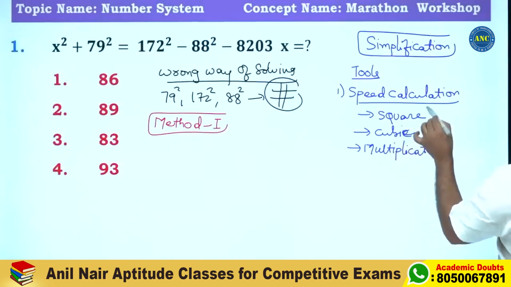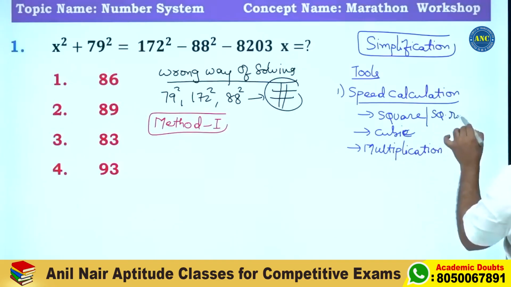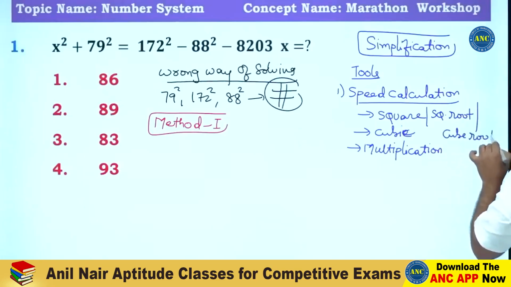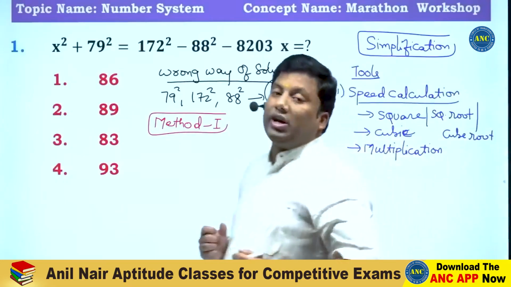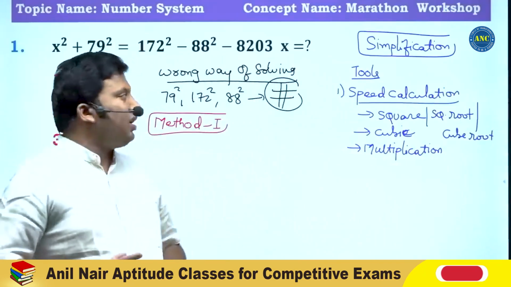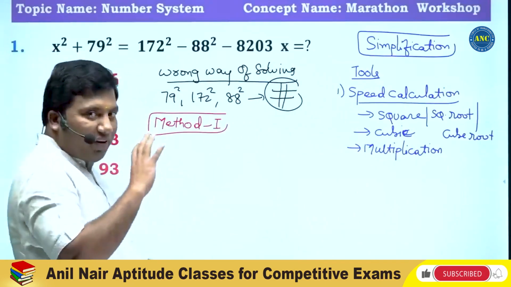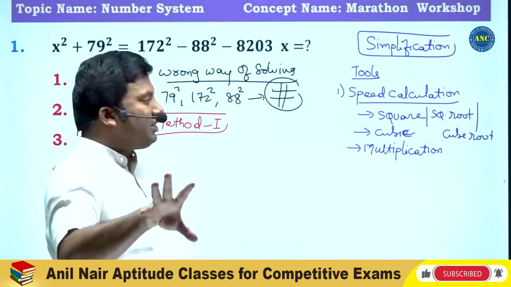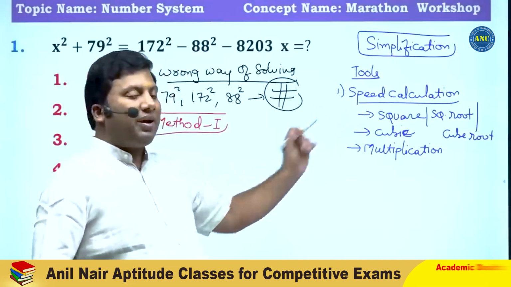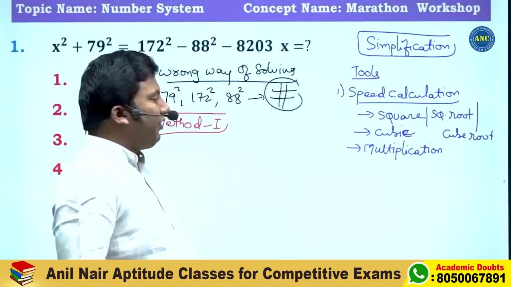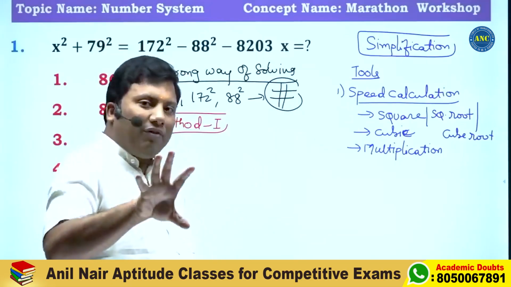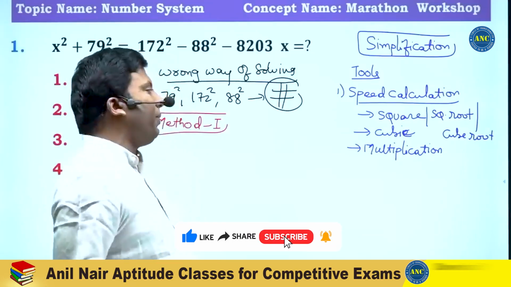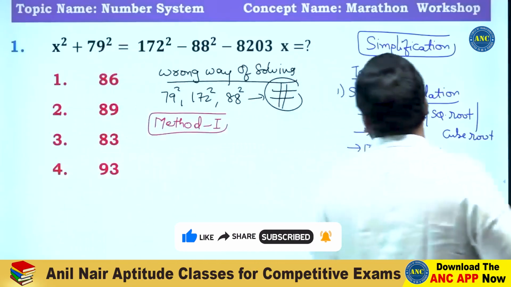These are some of the things a student should require. Ideally, we will not try to use them unless and until it is necessary. This is the first tool a student should have to solve simplification related problems. Square: how to find the square of a 2-digit, 3-digit, 4-digit, 5-digit number in 10 seconds. How to find the square root of a perfect square, square root of a non-perfect square, cube of a number nearer to 10 power k, cube root of a perfect cube, cube root of a non-perfect cube, multiplication related problems.